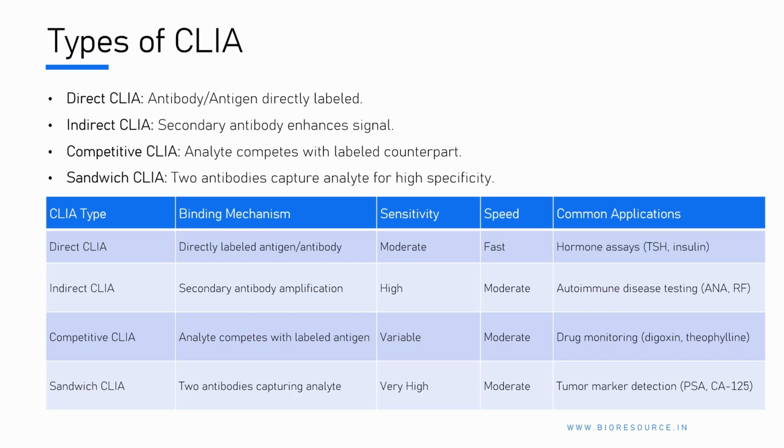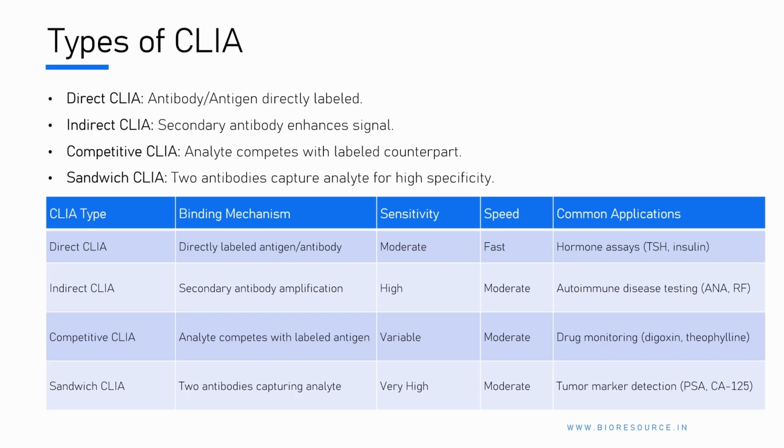Next is the competitive CLIA. The analyte in the sample competes with a labeled analyte for antibody binding sites. The signal intensity is inversely proportional to the analyte concentration in the sample. The advantage here is that it is suitable for small molecules and haptens that cannot be captured in sandwich format, and it is useful for drug monitoring and toxin detection. The major disadvantage is that a more complex assay design is required due to competitive binding, and it requires careful standardization to ensure accurate quantification.